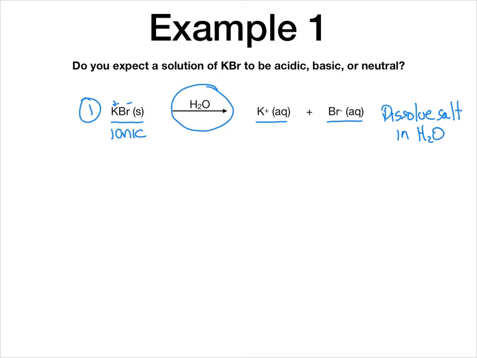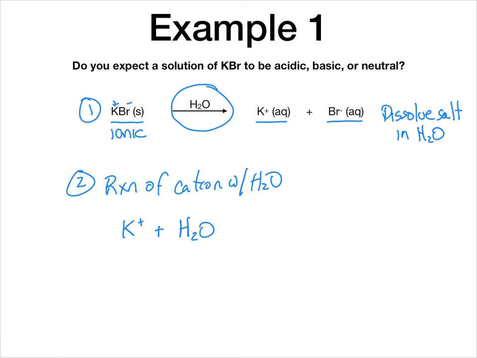Okay, so now that I know what ions are formed in solution, the next step is I need to investigate the reaction of the cation with water. So I'm going to look at the reaction of the cation with water. So now remember that cations are acids in disguise. And so this acid cannot take a proton.